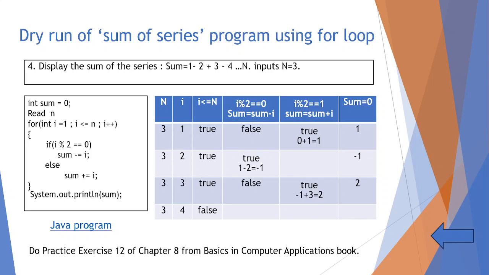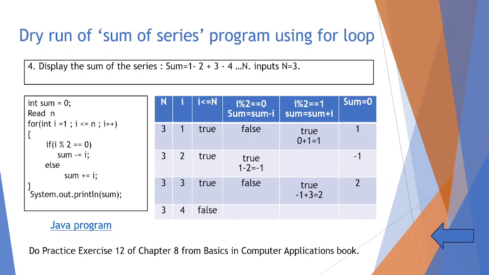First condition, I less than or equal to n, 3 times true. Then next condition, if I modulo 2 double equals 0, that is an even number, even term, then sum is equal to sum minus I. Else sum is equal to sum plus I. So two conditions. One is I modulo 2 double equals 0. The second one is else. Else means I modulo 2 double equals 1, that is an odd number. In an even number we are deducting. In an odd number we are adding I.